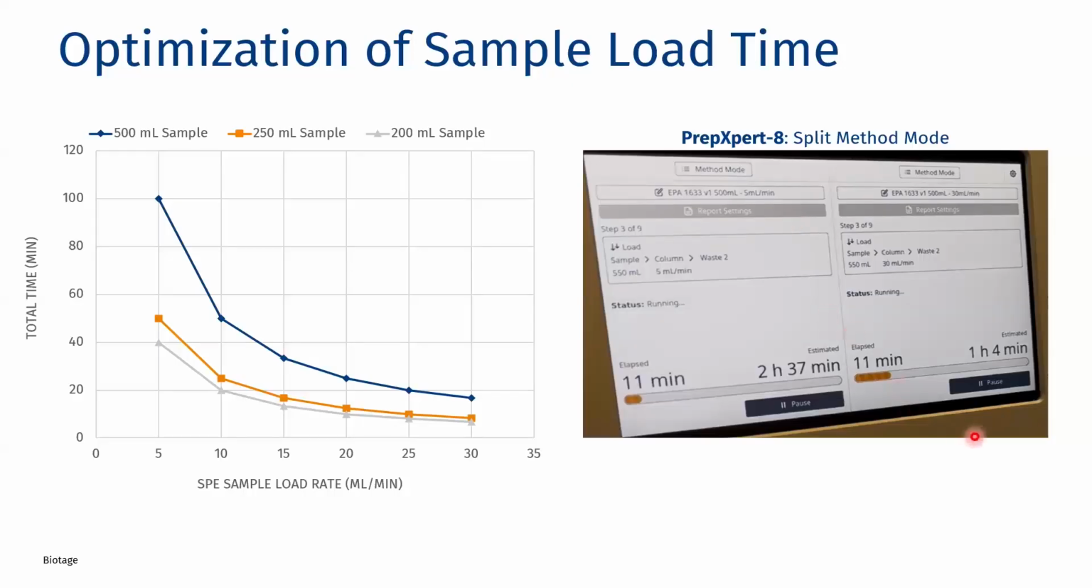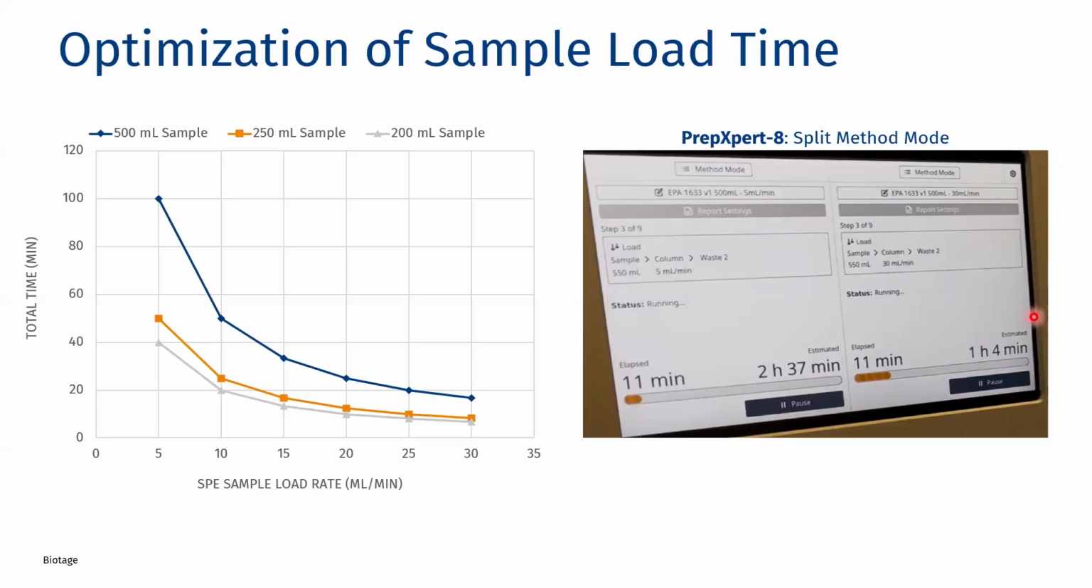I took a picture when we were doing this method development. I did the 1633A method standard at 5 mils per minute. And then on the other side, the right side, I ran the same exact method. The only thing I changed was the sample load rate, and you see 30 mils per minute. You can just see right there the time difference: 2 hours and 37 minutes versus an hour and 4 minutes at a 30 mil per minute load rate.